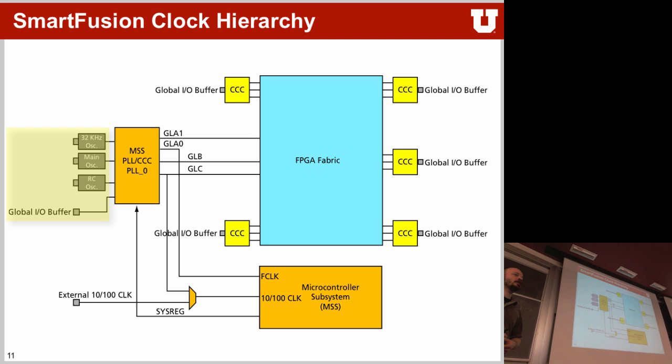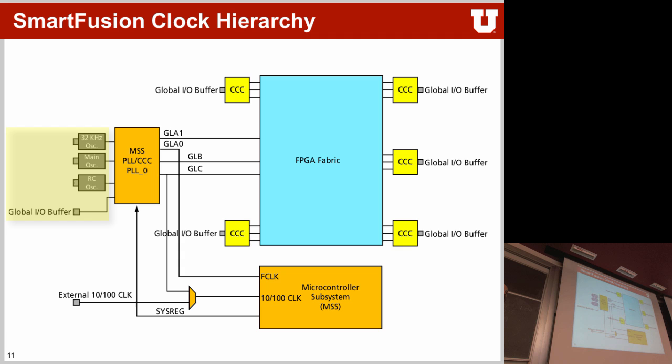Yes, the main oscillator is an external oscillator, which in our case of the SmartFusion is a crystal oscillator. The difference is 32 kilohertz, low frequency. The main oscillator is about 20 megahertz. And then you have an RC oscillator, which is, again, about 20 megahertz-ish.